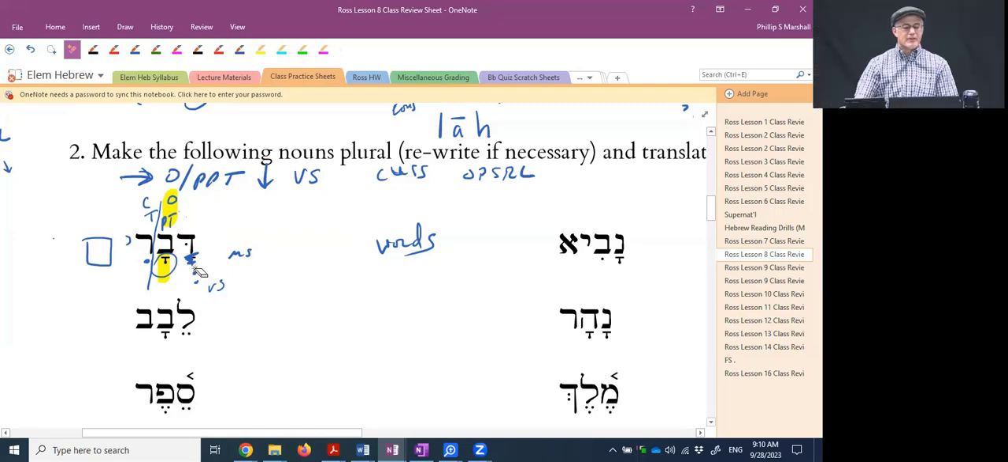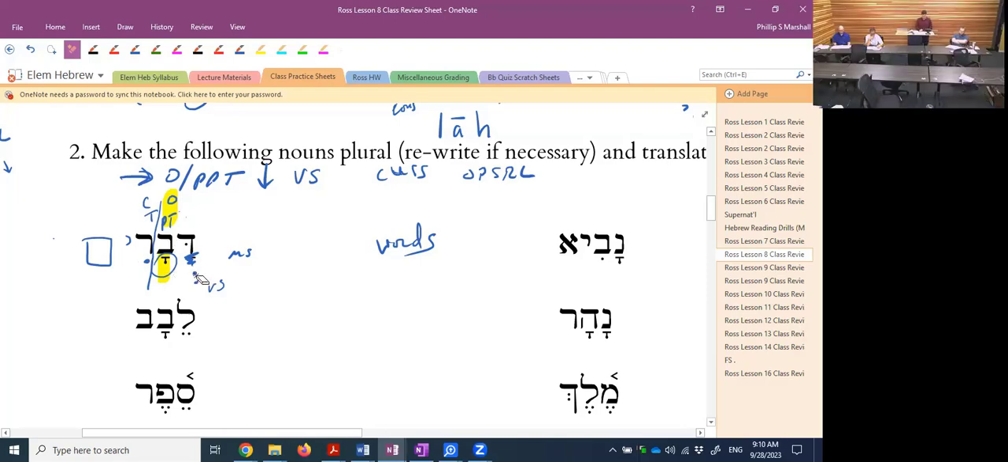Okay. But I find it easiest to start where the tonic is, and then in terms of figuring out what the vowels should be or should have been, to move in that direction.